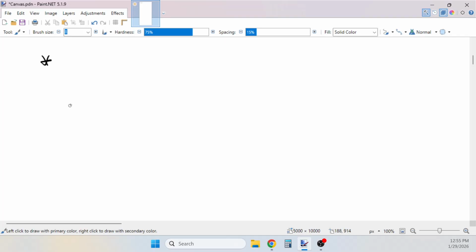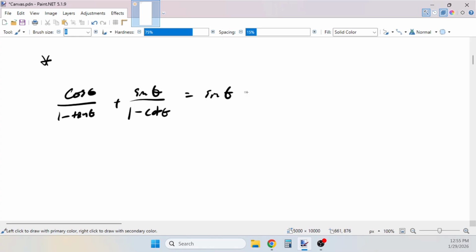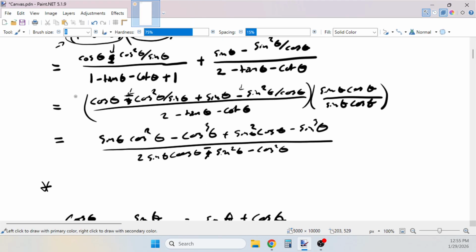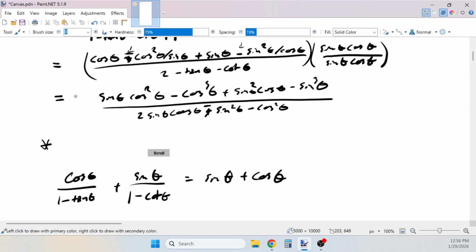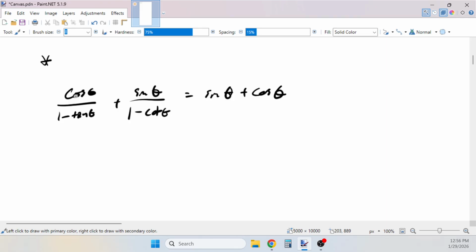The original problem was cosine theta over 1 minus tangent theta plus sine theta over 1 minus cotangent theta equals sine theta plus cosine theta. Now, I want to stress we're not going to delete anything, because we might go down this rabbit hole and find out that it's worse and then want to come back. This is just how you do calculations. Try something, get kind of stuck, see if starting over and trying something else works better.